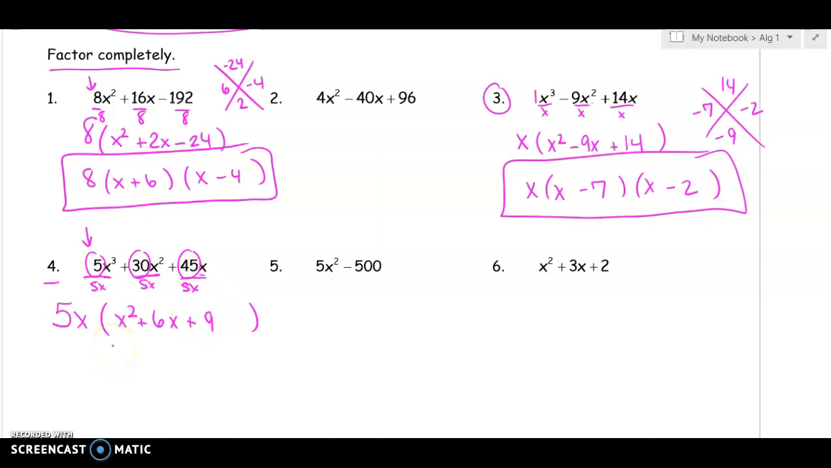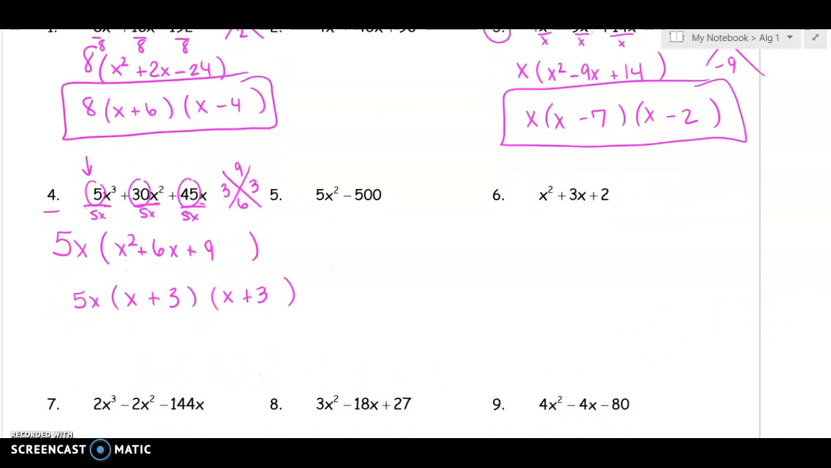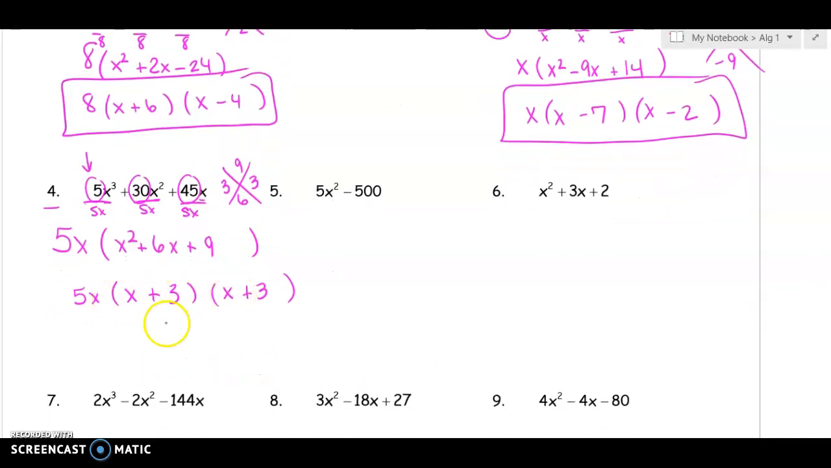Now we can do our box problem. It's got to multiply to be 9 and add to be 6. Those two numbers are 3 and 3. You make two sets of parentheses. The GCF is still out in front. The x goes at the beginning of both of those parentheses. 3 means plus 3, and the other 3 means plus 3. So you're going to end up with 5x times x plus 3 times x plus 3.